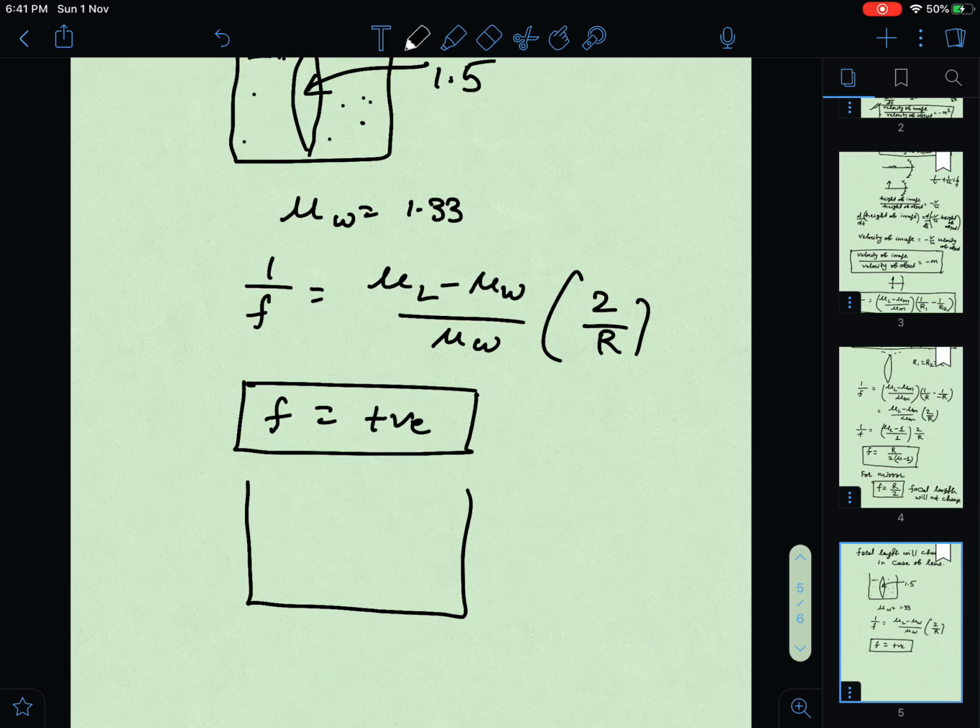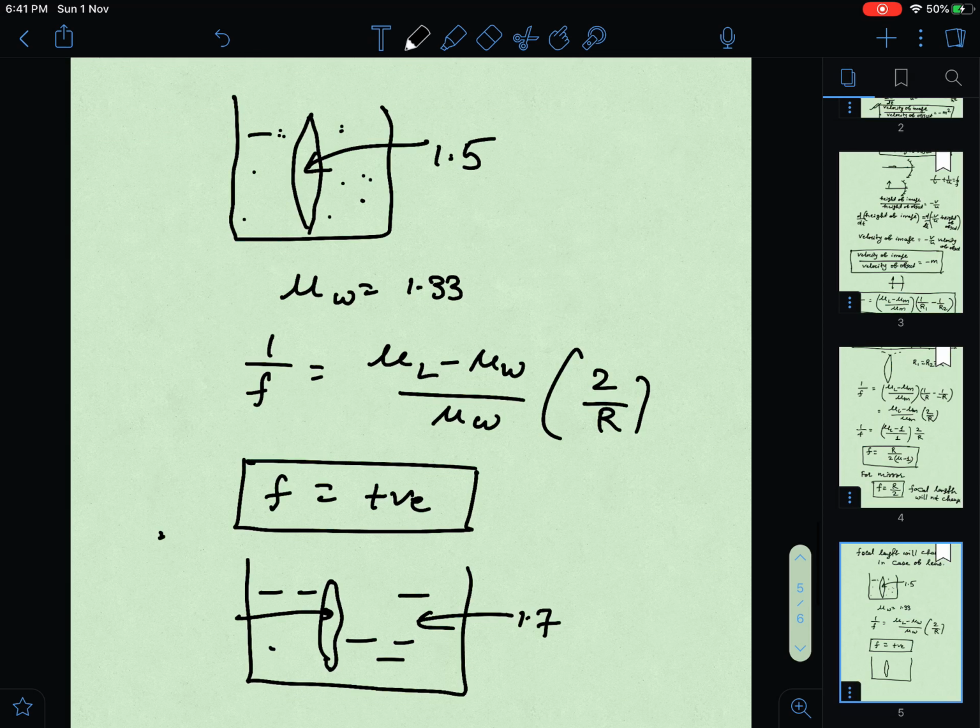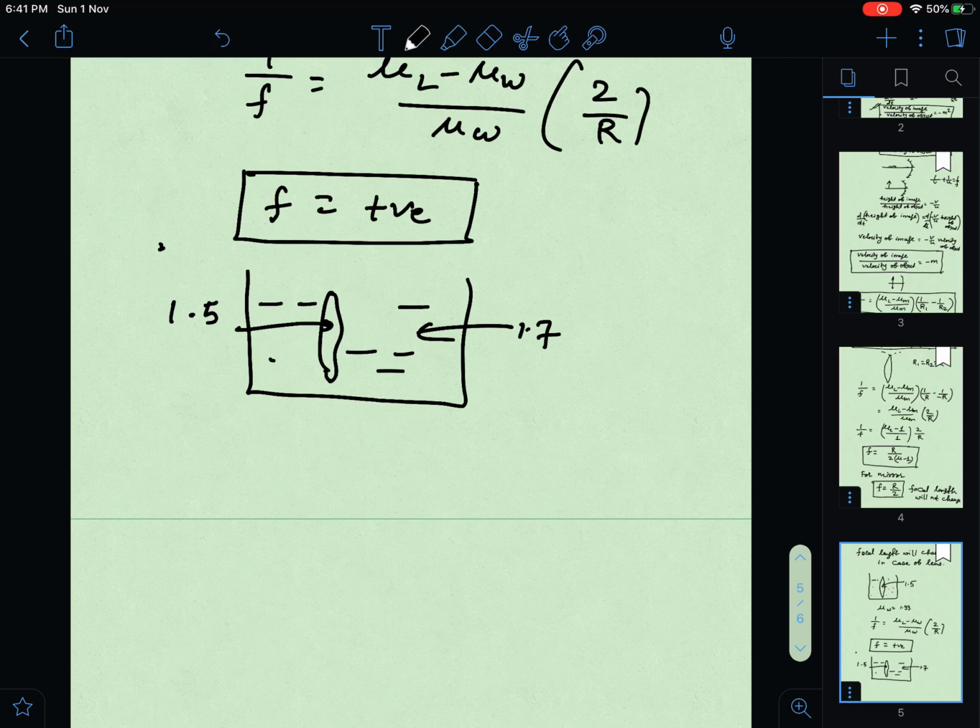But what happens if I put the lens into a surrounding whose refractive index is 1.7, and the lens refractive index is 1.5? You will see that when you calculate, f net will be negative. So the behavior of the lens will change. This is a convex, converging lens, but it behaves as a diverging lens.